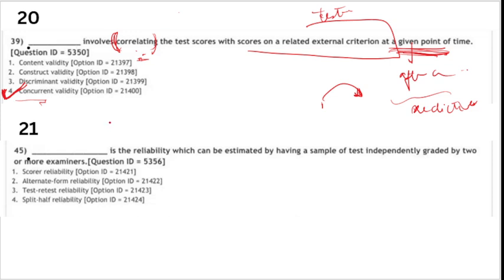Okay, then let's read on to the next question, please. Question number 21.